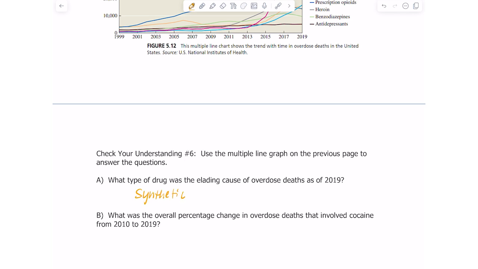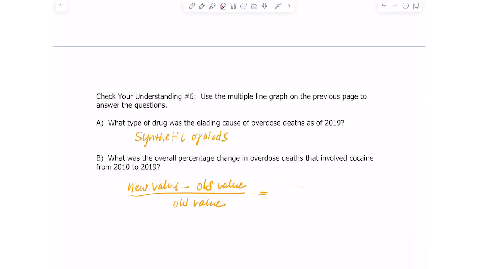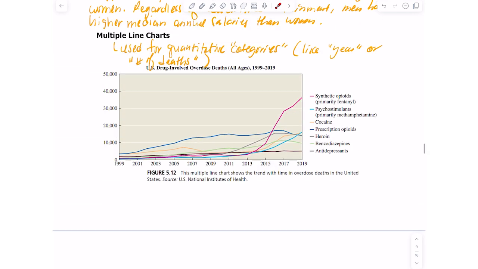What was the overall percentage change in overdose deaths that involved cocaine from 2010 to 2019? So if I'm looking for percent change, we're doing the new value minus the old value divided by the old value. And this is for cocaine. So for cocaine, it appears that in 2019, it's about 15,900, 16,000. I know for a fact it's 15,900.